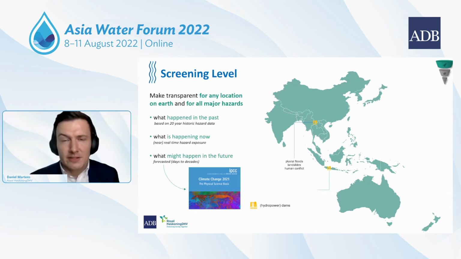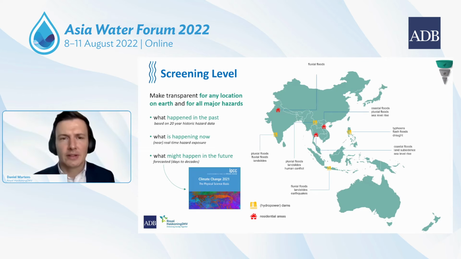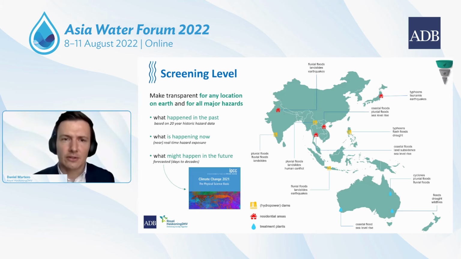Using global experience and in-house data, we are able to make transparent for all major hazards what the exposure at any location in the world was in the past, is right now, and will be in the future. This type of screening allows us to quickly identify which assets or communities are exposed to what hazard, regardless of their geographical location. So as we see in this illustration, we may have a variety of infrastructure assets, communities, or even supply chains that face different types of hazards depending on their geographical location.